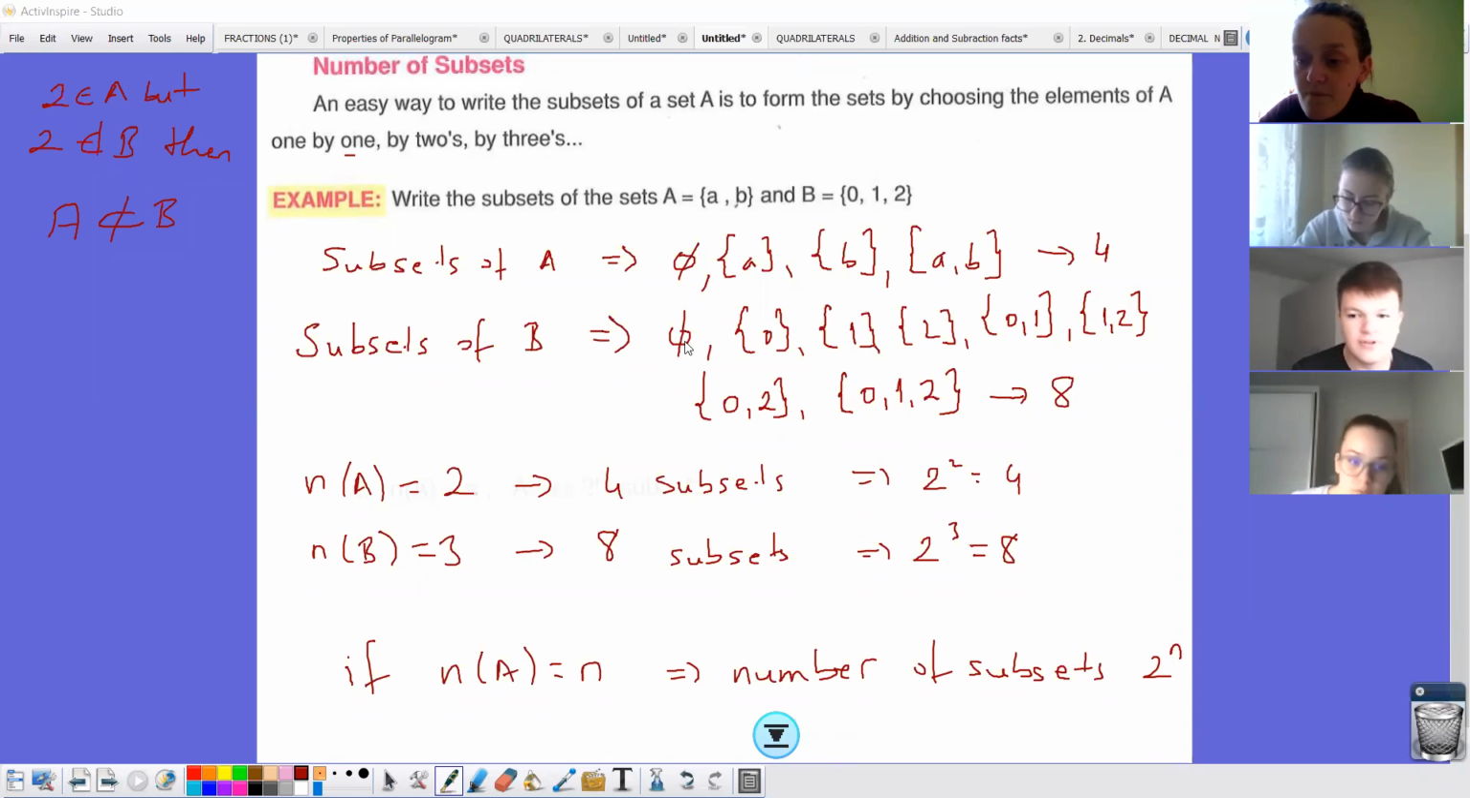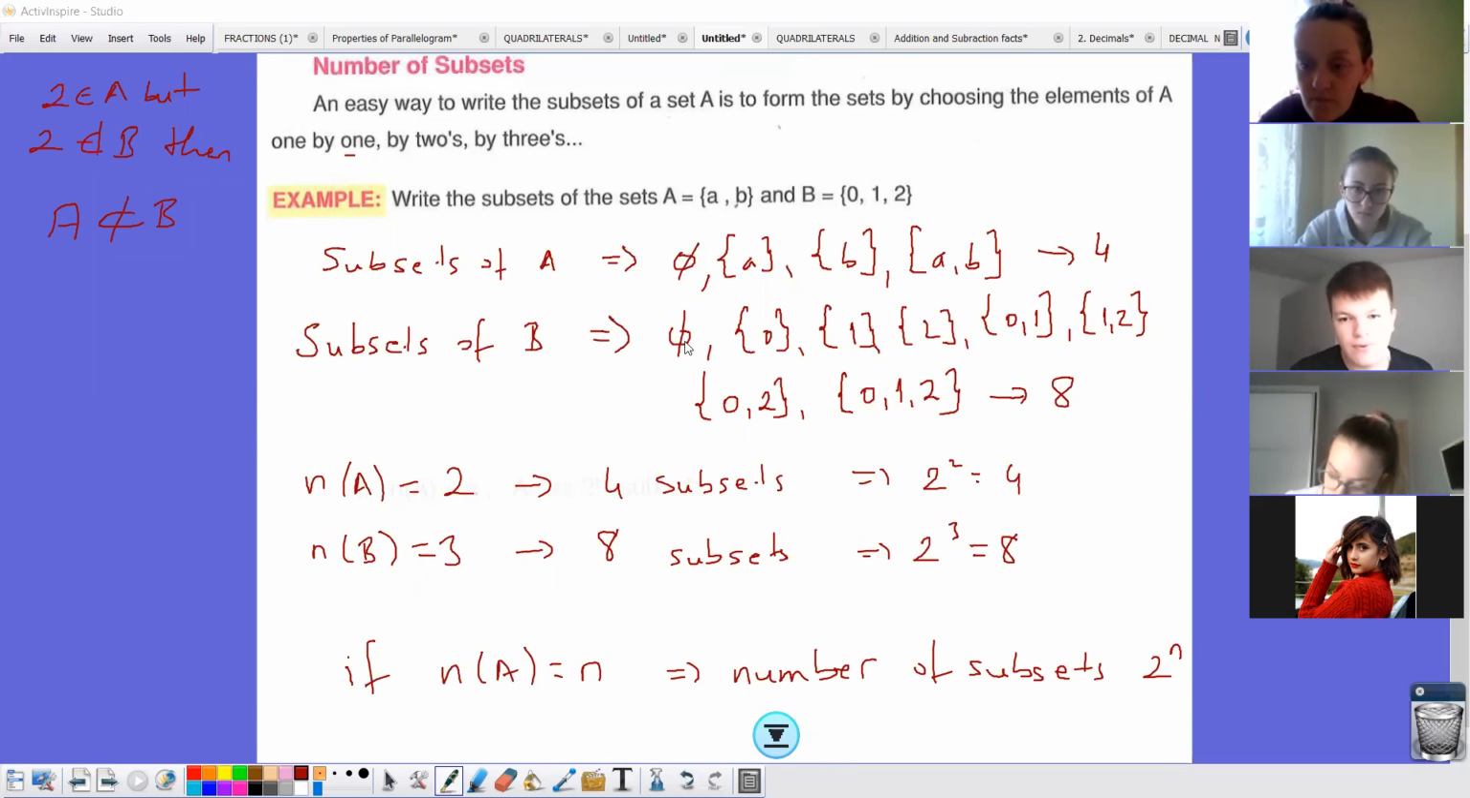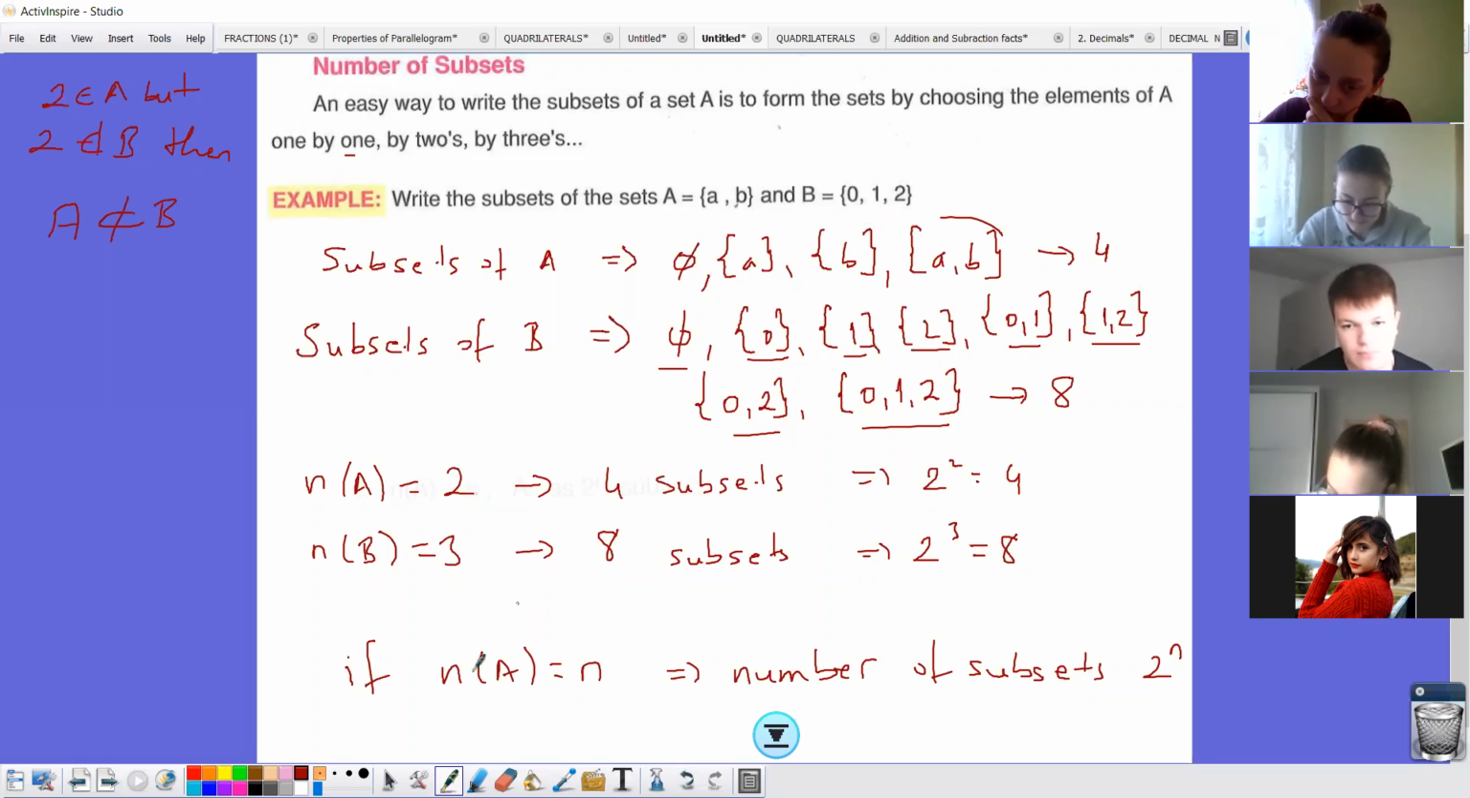Teacher, can you explain only how we count them? How many subsets are there? Here, look. Did you understand how we write the subsets, how we form them? Yeah. We start with the empty set, one by one, and then itself at the end. So I have 1, 2, 3, 4 subsets here. For B, I have 1, 2, 3, 4, 5, 6, 7, and 8 subsets. Okay, teacher, thank you. You're welcome.